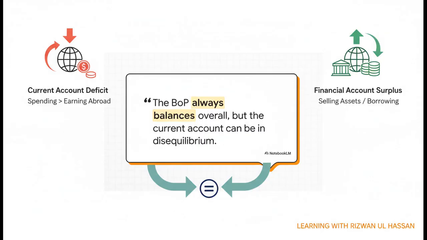And this is a concept you absolutely have to understand. By accounting rules, the entire balance of payments must balance to zero. So think about it, if a country is spending more abroad than it's earning, that's a current account deficit. The money has to come from somewhere, right? It's financed by selling assets or borrowing from other countries. And that transaction shows up as a surplus on the financial account. They have to cancel each other out.